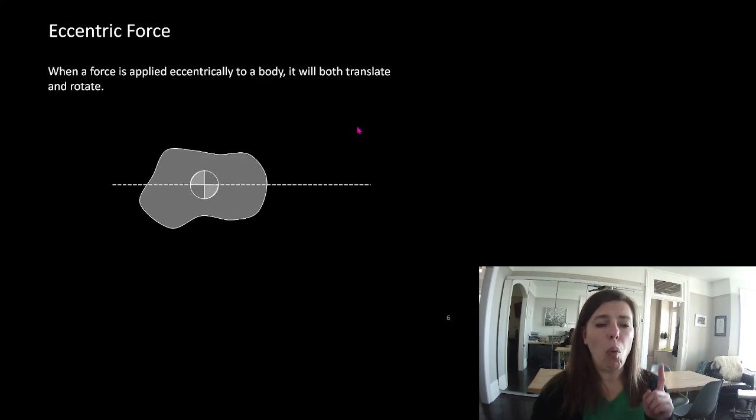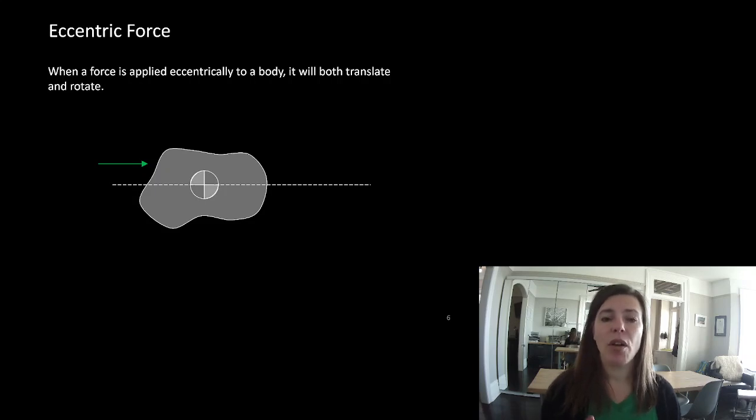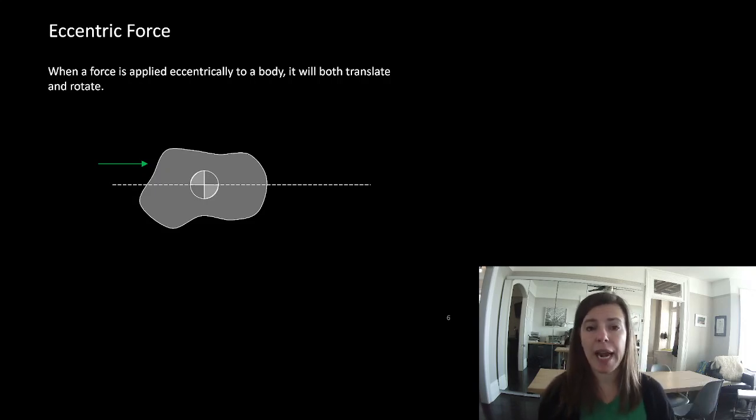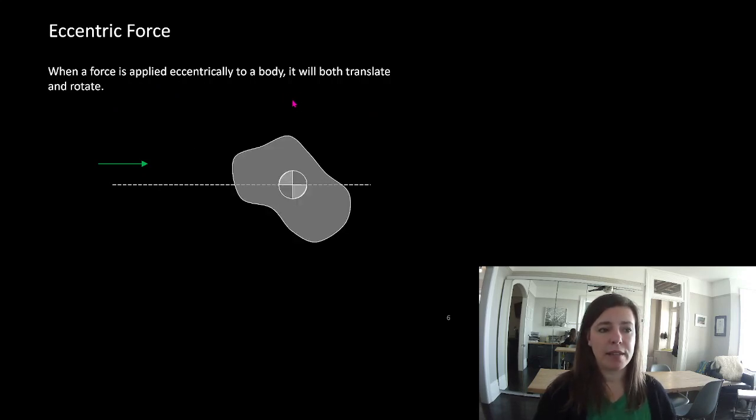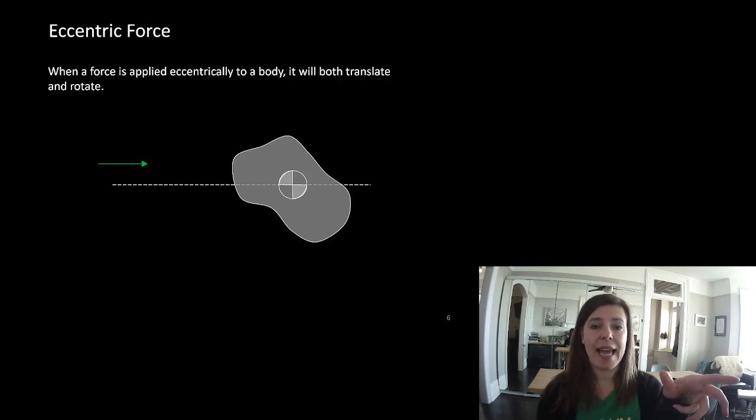What happens if, instead of applying a force through the centroid, you apply it offset from the centroid? So I apply a force not in line. Does this object still try to slide? Yeah, there's nothing stopping it from sliding. But do you think it does anything else while you're doing that? Does it also try to spin, possibly? When you apply a force eccentrically to a body, it will both translate and rotate. So that object is sliding and it's spinning.